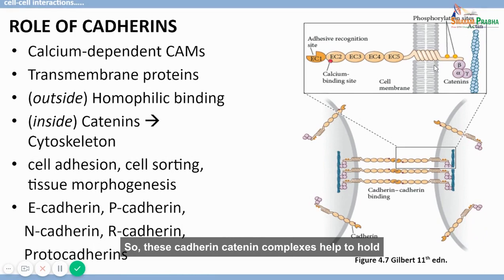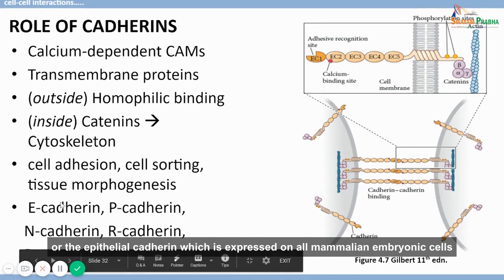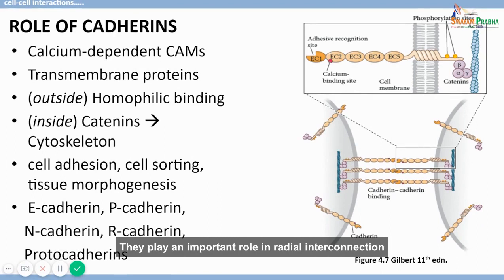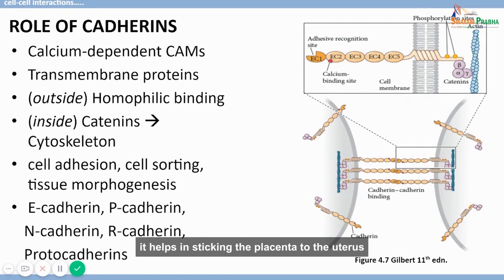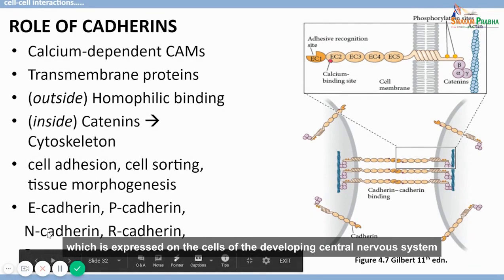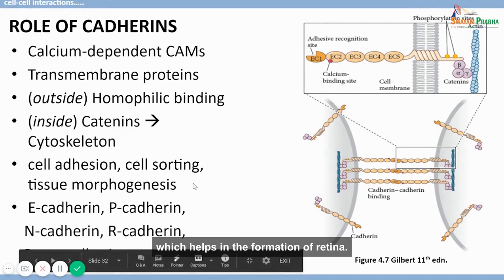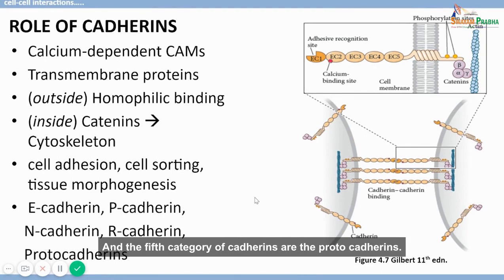Predominantly, they help in holding the epithelial cells together during epiboly. Right? Now, the major cadherin types are E-cadherin or the epithelial cadherin, which is expressed on all mammalian embryonic cells and on the epithelial tissues. They play an important role in radial intercalation that supports epiboly during gastrulation. Or there can be P-cadherin or the placental cadherin, which is present on the placenta. It helps in sticking the placenta to the uterus. There can be N-cadherin or the neural cadherin, which is expressed on the cells of the developing central nervous system and helps in maintaining and mediating neural signals. Then there can be R-cadherin or the retinal cadherin, which helps in the formation of the retina. And the fifth category of cadherins are the protocadherins. They are actually a distinct class of cadherins that do not have any catenin connections inside the cell, and they help in the formation of the notochord.